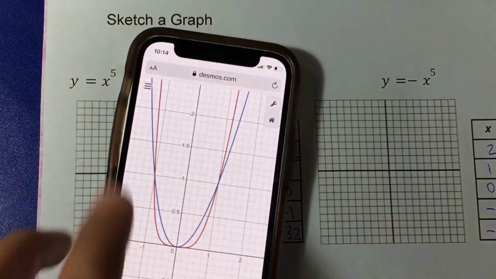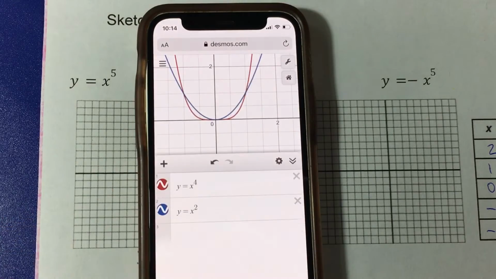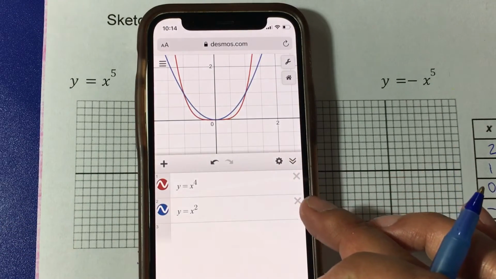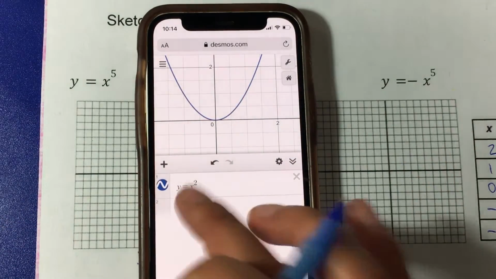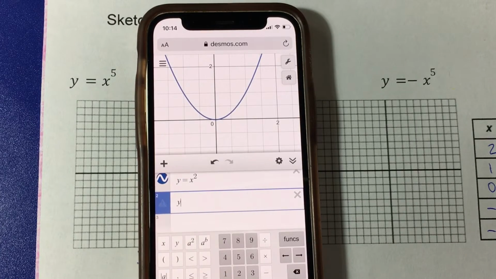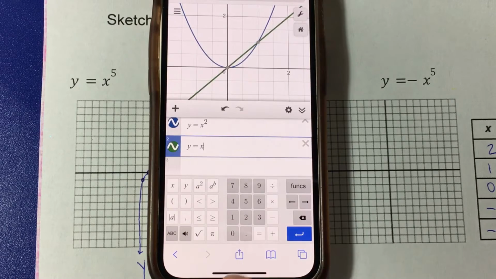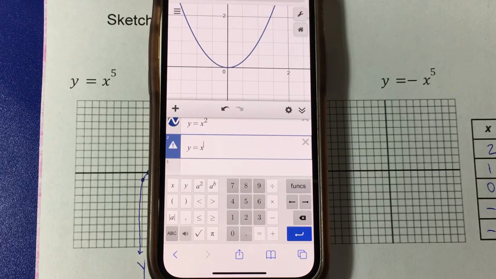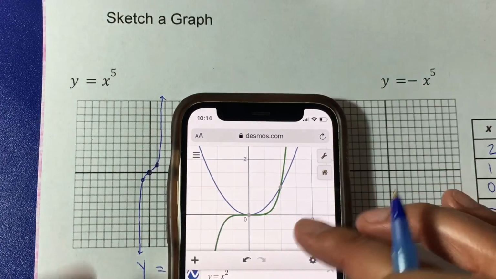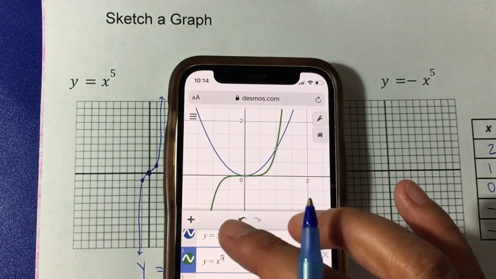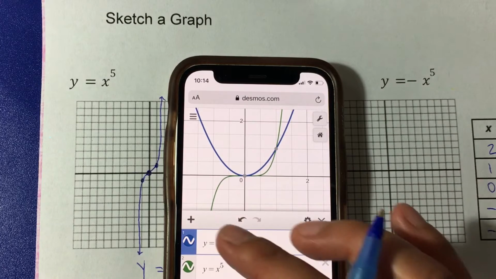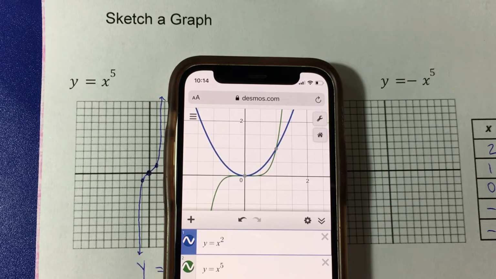Now, how does it look on Desmos? I'll take away this one. And so I'm just going to put y equals x, a to the b power, and put the 5. And look at how that looks. Oh, and actually I should be comparing it not to the quadratic, but to the third power.